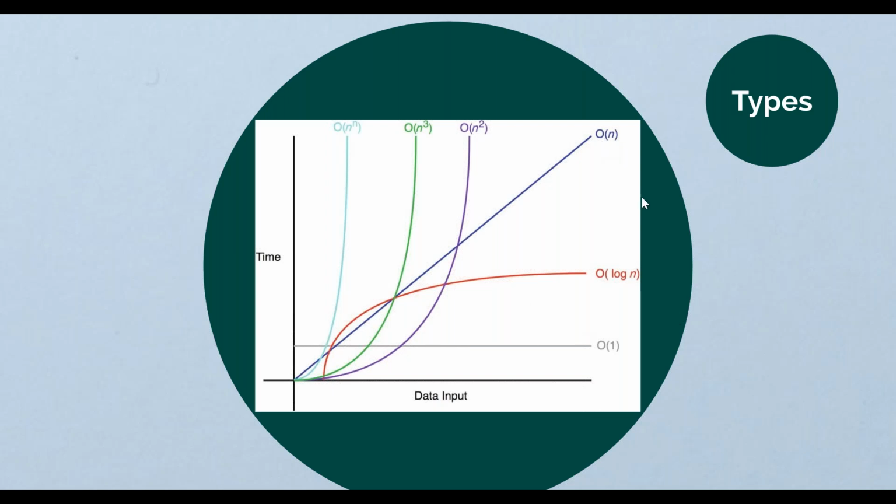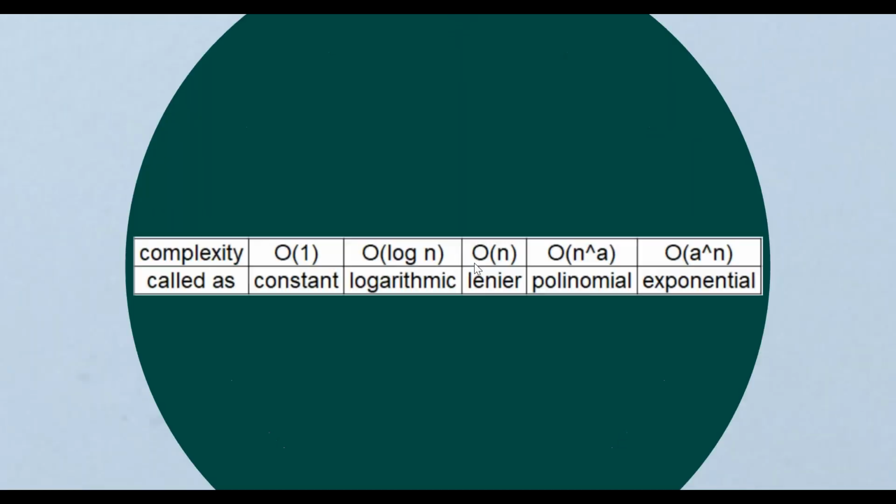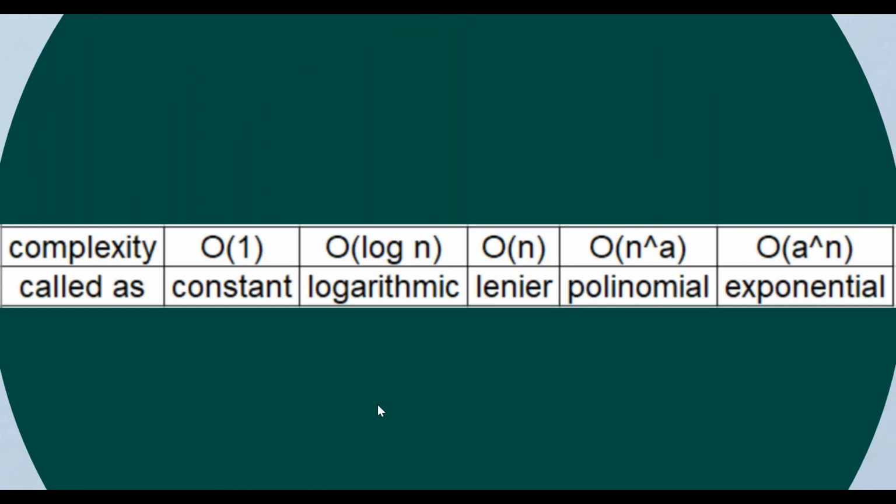So what are the types of time complexities? I would say the time complexities are of the below types. Order of one, we call it constant time complexity. Order of log n, we call it logarithmic time complexity. Order of n, we call it linear time complexity. Order of n to the power of a, we call it polynomial time complexity. N to the power of a means n square, n cube, n power 4, and so on.